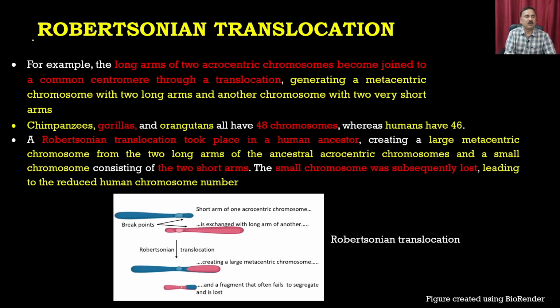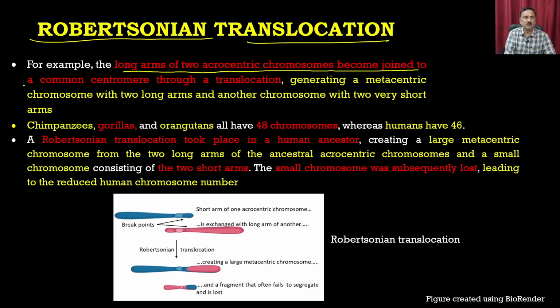Then we have the Robertsonian translocation. The long arms of two acrocentric chromosomes become joined to form a single common centromere through a translocation, right? So this is the example of the Robertsonian translocation.